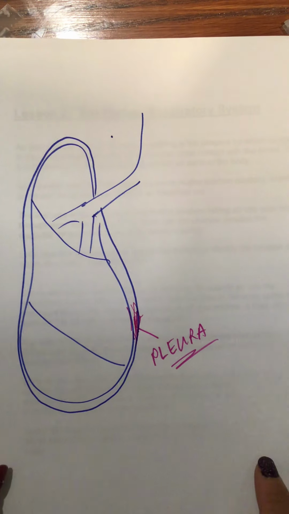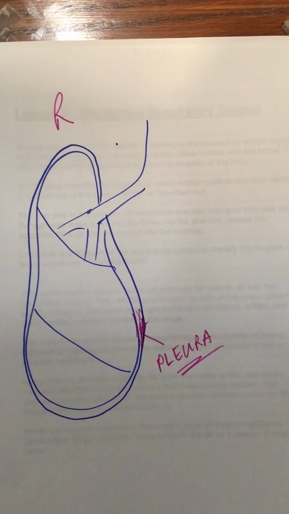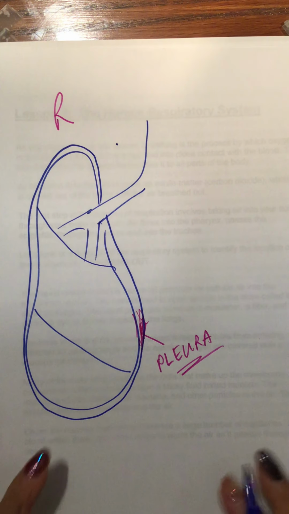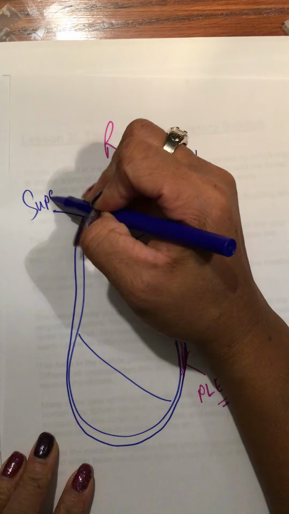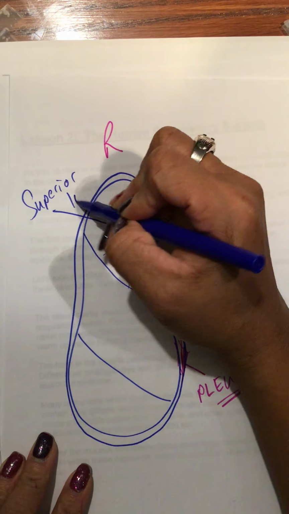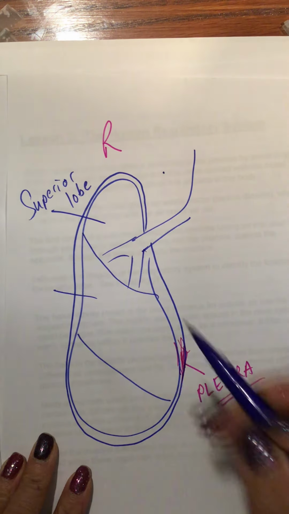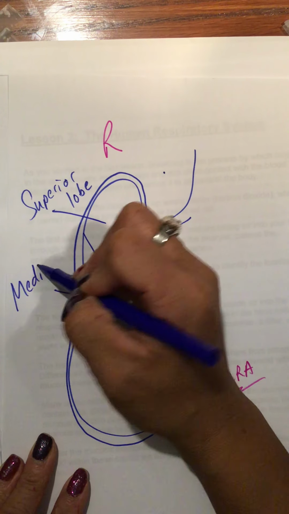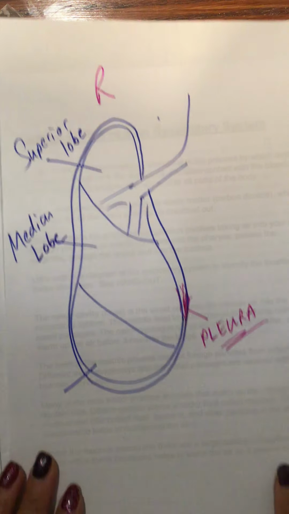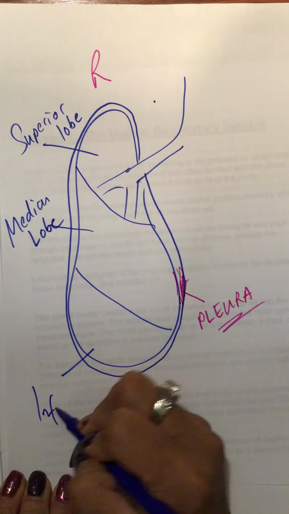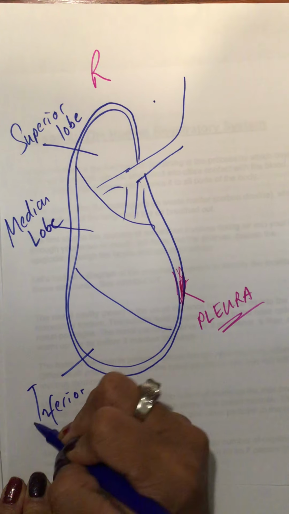Now, before I forget, okay, so this is the right side. The right side of the lung has 3 lobes, and the upper lobe is called the superior, the highest one. This is the superior lobe. The middle one is called the median lobe. And the one underneath, below, is called the inferior lobe because it's the lowest one.